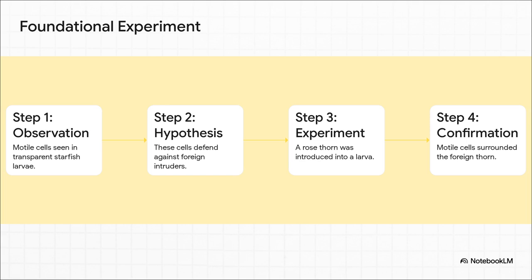And that led to step 4, confirmation. The next morning, he looked at the larva under his microscope and saw that the motile cells had indeed moved toward the thorn. They had swarmed it, aggregated all around it, as if they were trying to wall it off from the rest of the body. This was it, the very first direct experimental proof of a cellular defense mechanism.